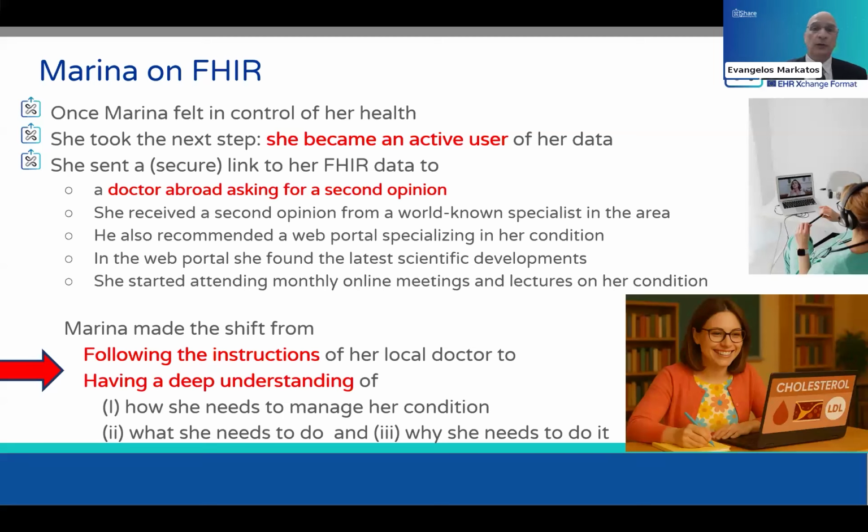Once Marina felt in control of her health, she took the next step. She became an active user of her data. She sent a secure link to her FHIR data to a doctor abroad asking for a second opinion. She received a second opinion from a specialist in that area. The specialist also recommended a web portal specializing in her condition. In the web portal, she found the latest scientific developments in cholesterol, and she started attending monthly online meetings and lectures on her condition.